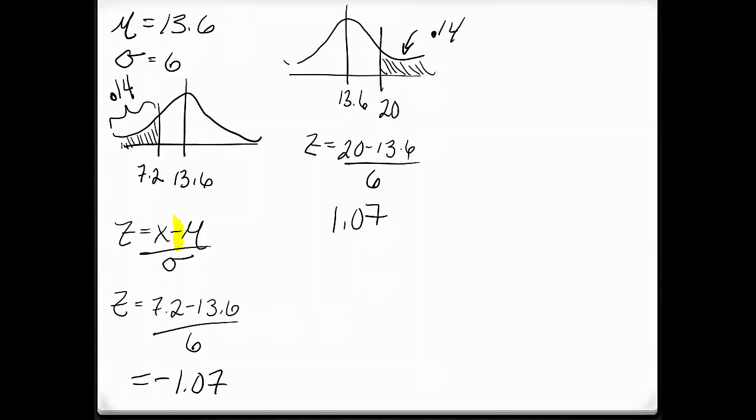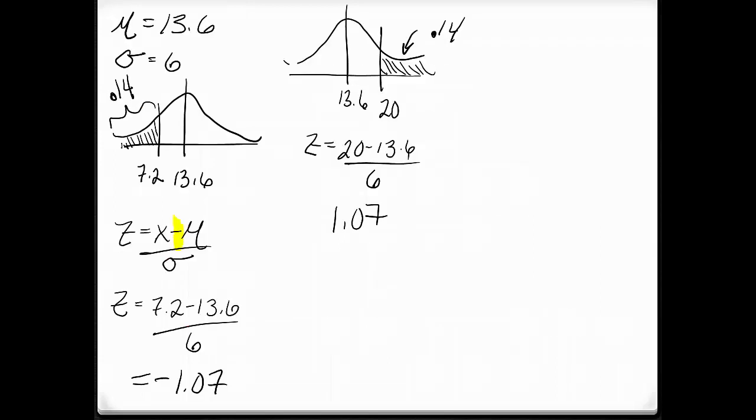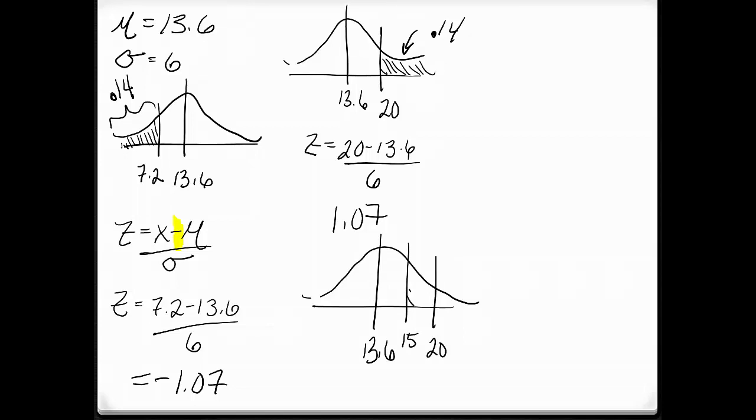Now, I want to find between 15 and 20. So I now need to find 15. We have our mean at 13.6, and we have 15 and 20. So we want to find this area. We already know that 20 itself is 85.85 something. So then we have to find it for 15.